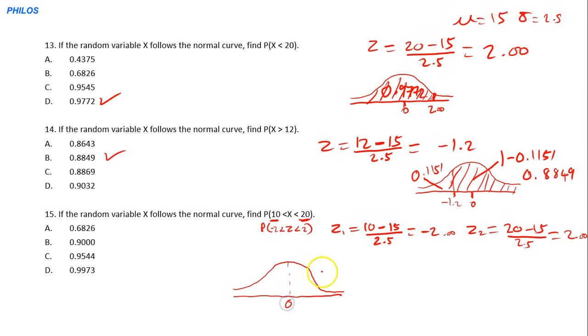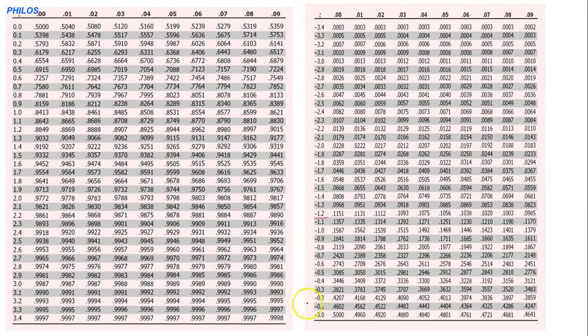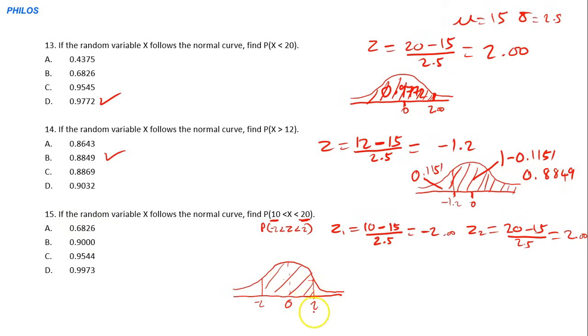So 0 is here. So let's say positive 2 is somewhere here. So negative 2 will be somewhere here. But we want to find the area between them. So to do this, we check positive 2 on the z table. Positive 2.00, it will be 0.9772. So it means area to the left.